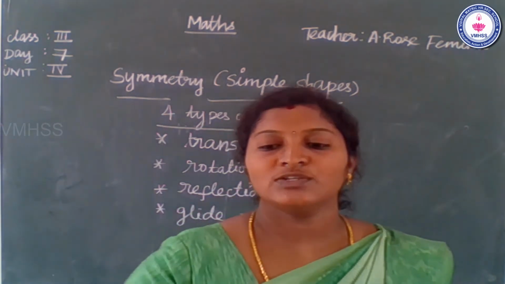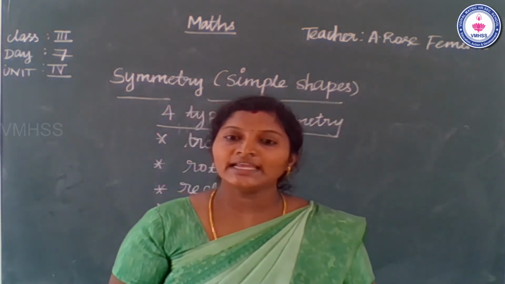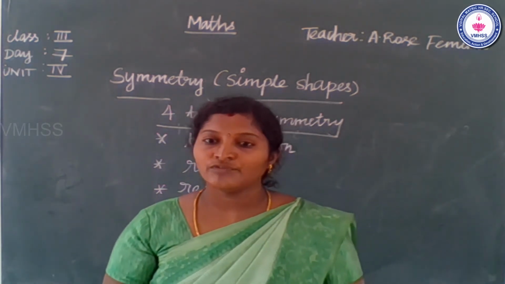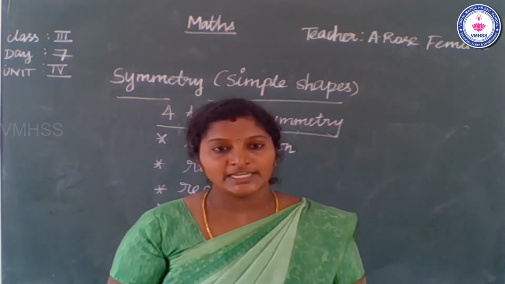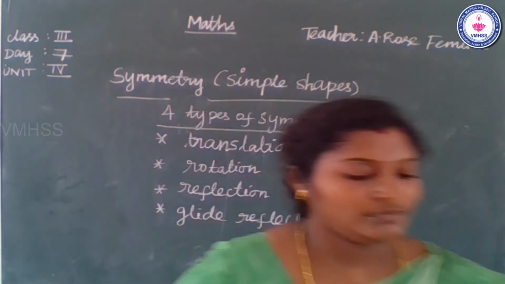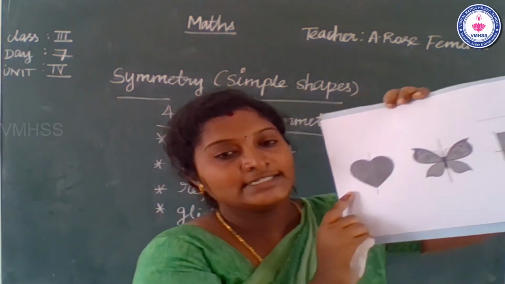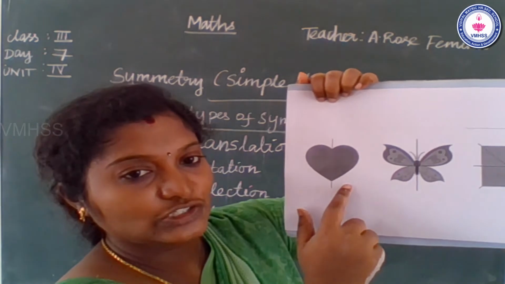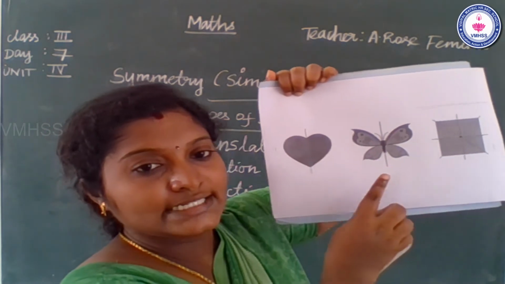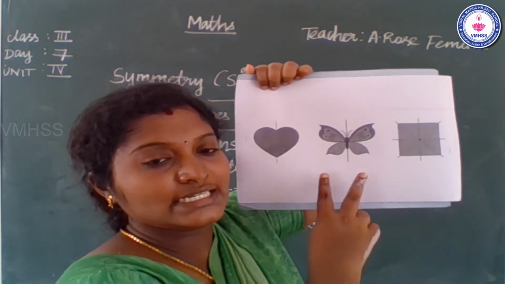Next one. What do you mean by symmetry? Symmetry is defined as a balance and similarity found in two halves of an object. For example, see some examples. This is a heart, a mirror image, a symmetrical picture. The right side and the left side are equal. The second one is a butterfly, and the wings are also equal. So this is a symmetrical image.